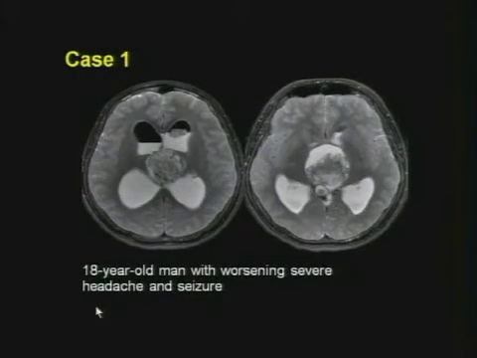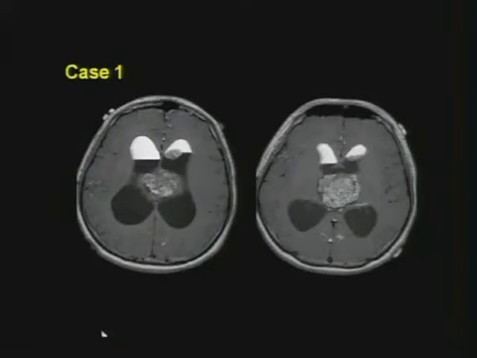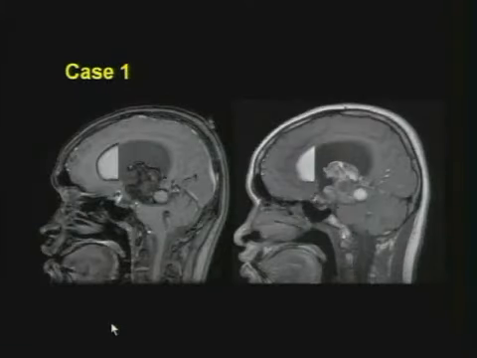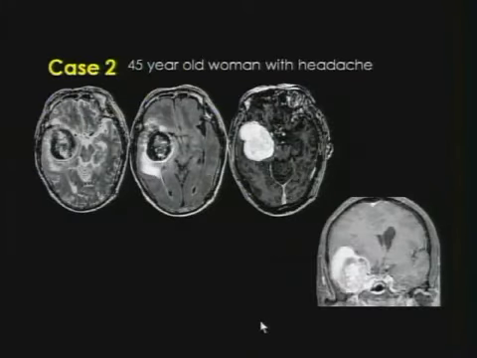This is a young man presenting with worsening severe headache and seizure. This is a T2 weighted imaging. This is a T1 pre-contrast imaging. This is our sagittal localizer and a T1 weighted sagittal imaging. So that was case 1.